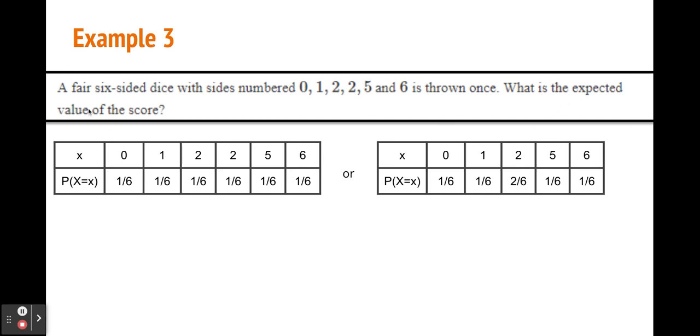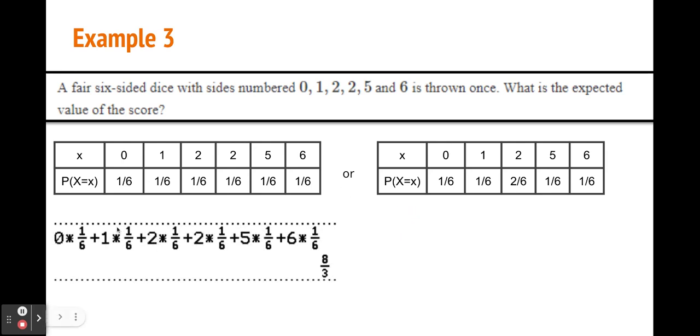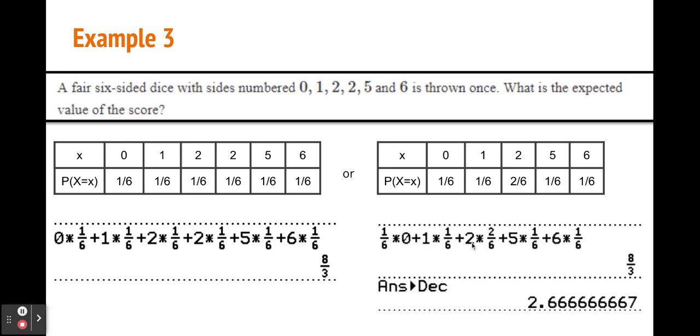And in order to know what is the expected value, we need to multiply each outcome by its probability. So again, if you're doing it with the first table, this is what your expected value should be. If you're doing it with the second one, then you should have the exact same outcome. So the long-term average here, the expected value, is 2.67 if you round to 3 significant figures.